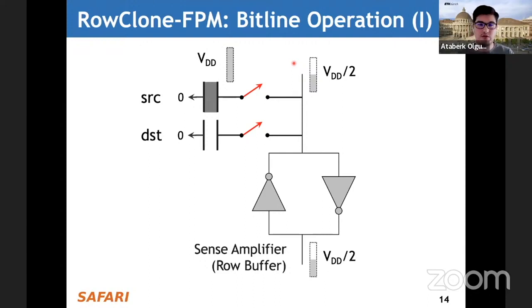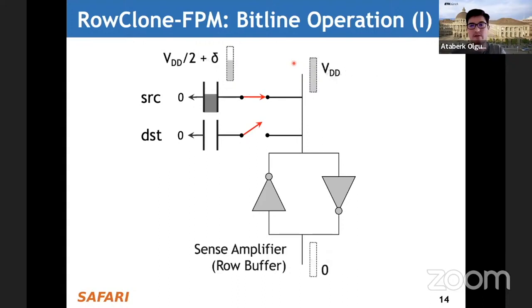Initially the source cell is charged to VDD and the destination cell is 0, and the bit line is pre-charged. So first we will activate the source row to connect the source cell to its bit line, and this will start the charge sharing process, and then the bit line voltage will deviate toward VDD. And then the sense amplifier will amplify this difference so that the source cell gets its charge restored, and the bit line reaches VDD.